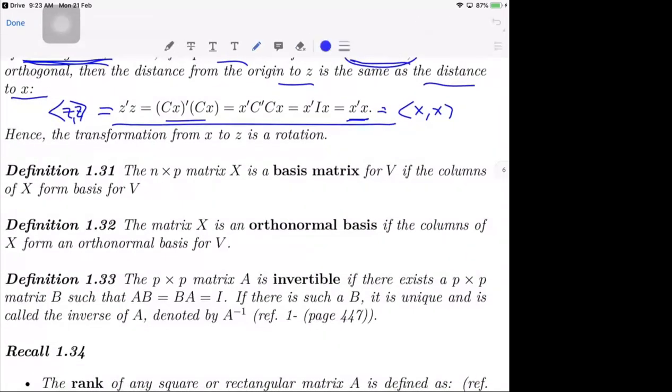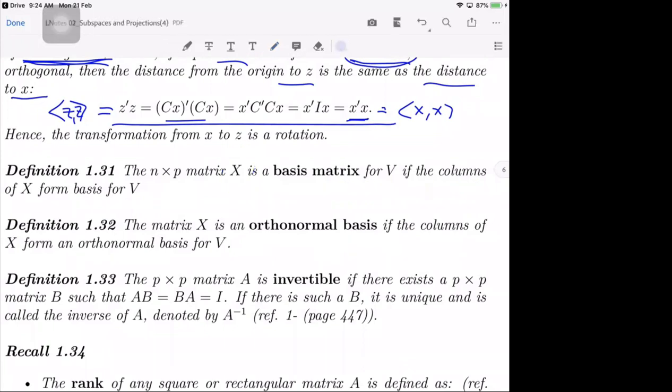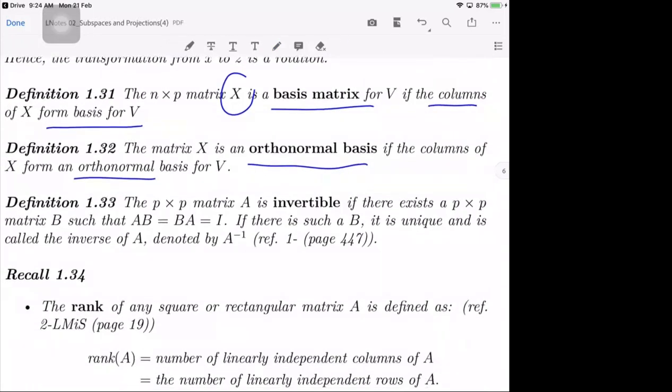So, as a review, if you have a basis matrix for X, for V, then the columns of X form a basis for V. So the N by P matrix X is a basis matrix for V. If the columns of X form a basis for V, the matrix X is an orthonormal basis if the columns of X form an orthonormal basis for V.